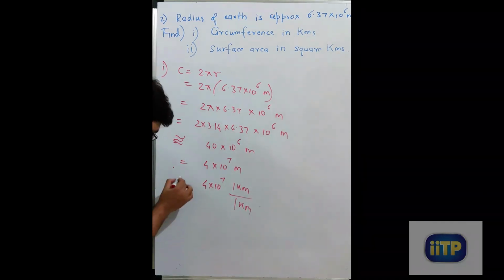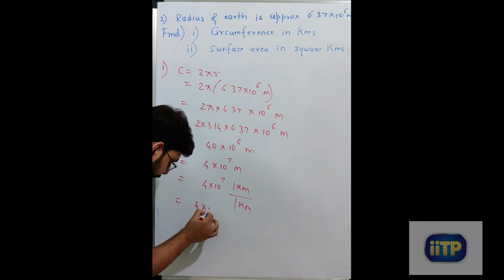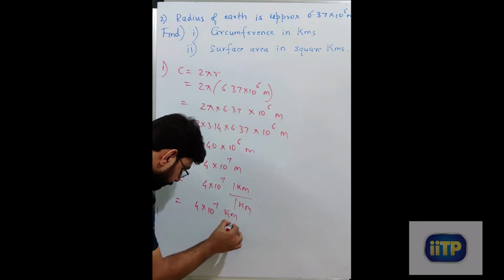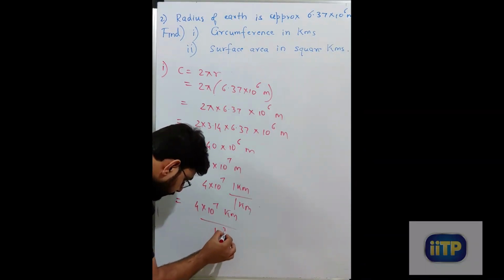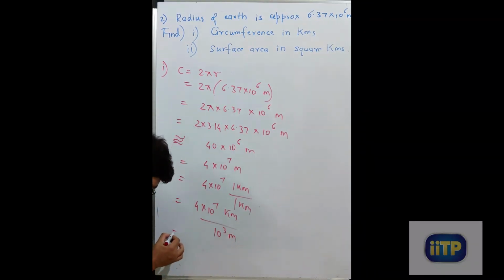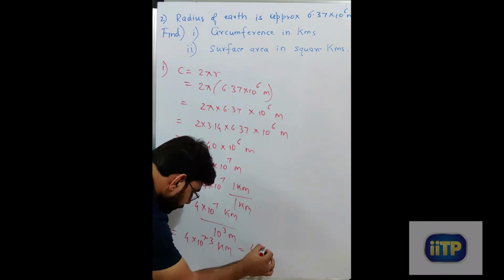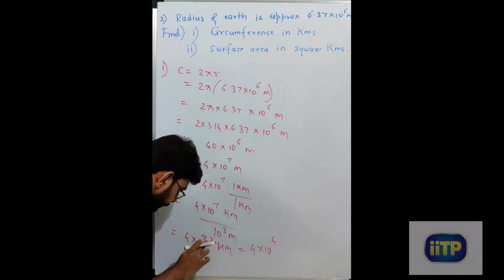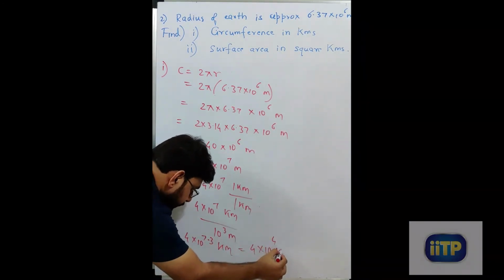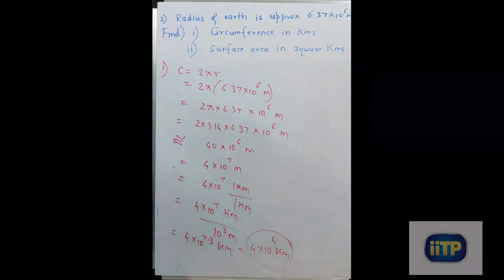So now this equals 4 into 10 raised to 7 kilometer upon 10 raised to 3, since 1 kilometer is 10 raised to 3 meters. Take the 3 up: 4 into 10 raised to 7 minus 3 kilometers. So this comes out to be 4 into 10 raised to 4 kilometers. Simple answer. Yes, this is the answer of the first.